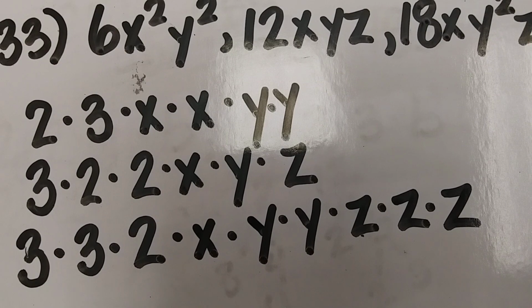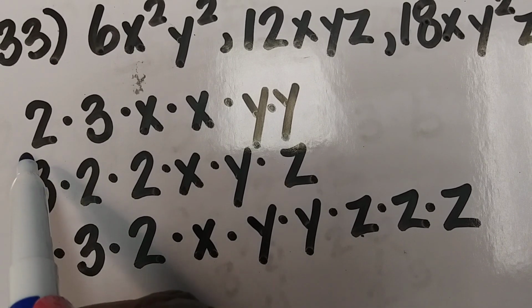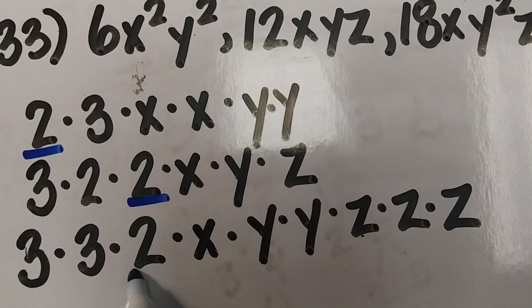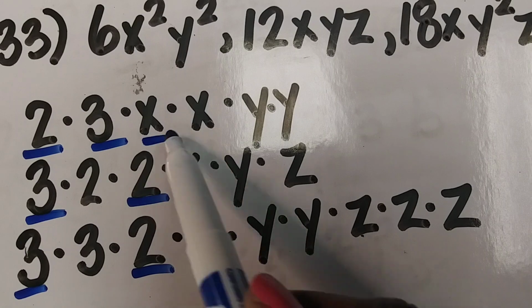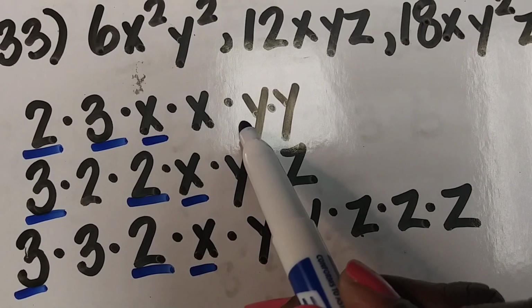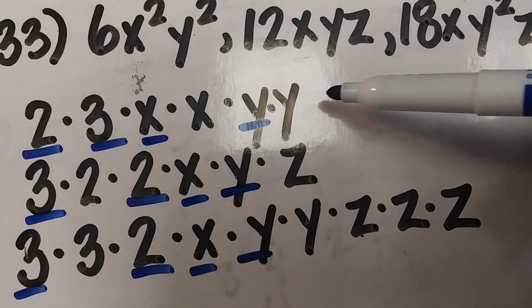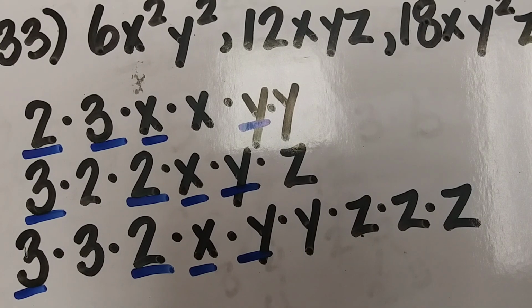Again, we are finding our greatest common factor. So we want to identify what they all have in common. All 3 have a 2. All 3 have a 3. All 3 have an x. And all 3 have a y. But all 3 do not have a z.